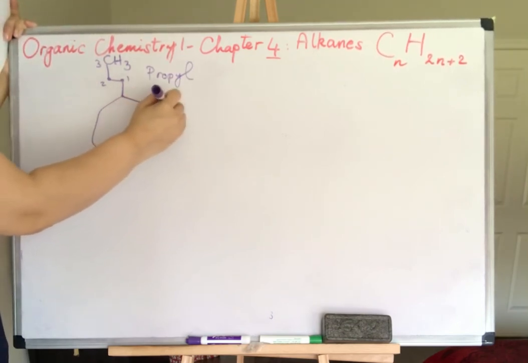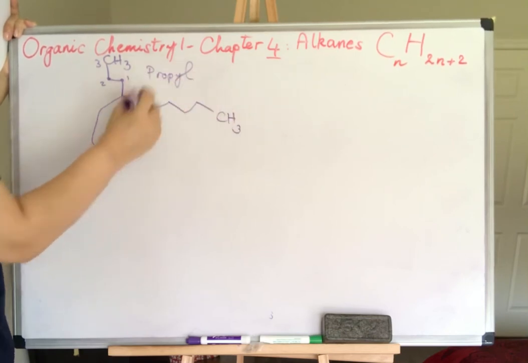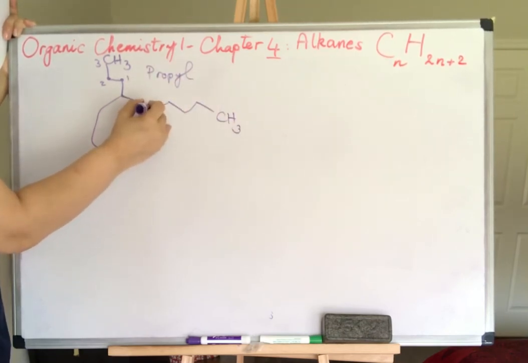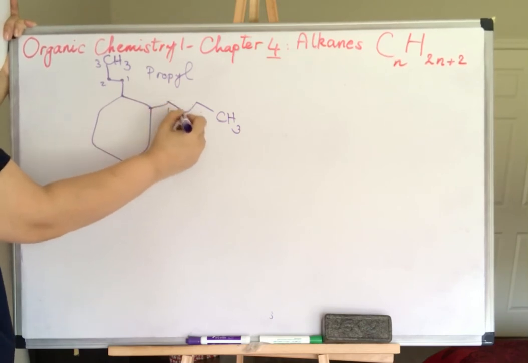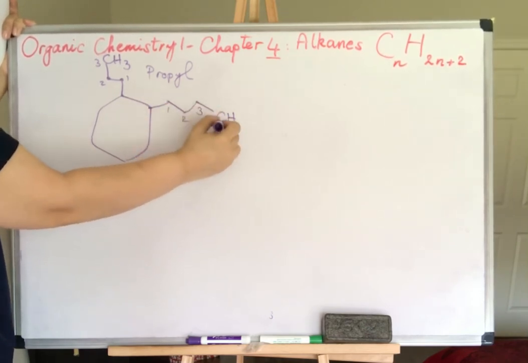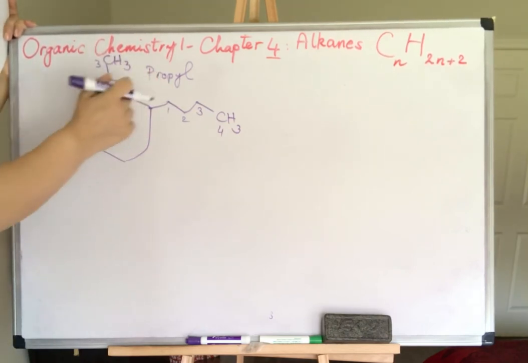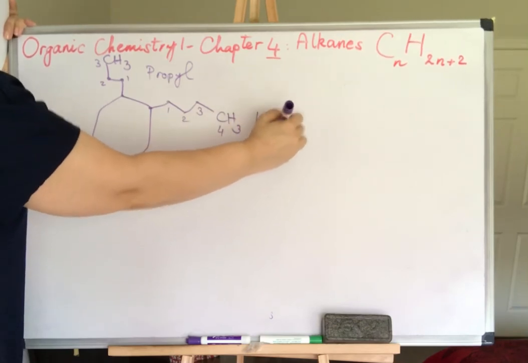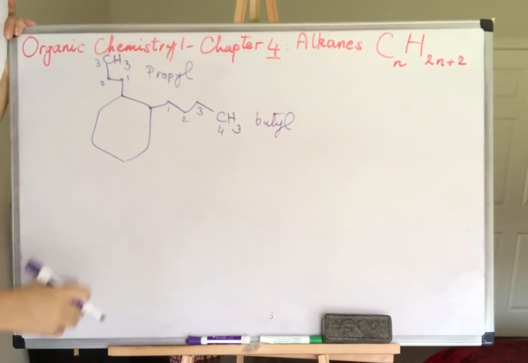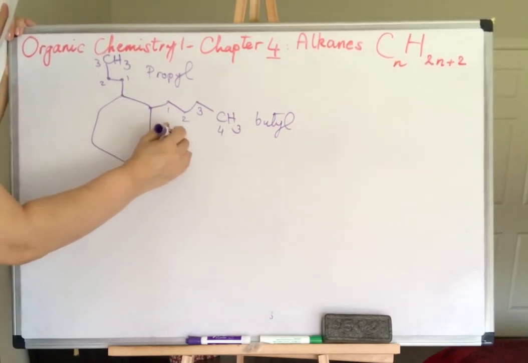Here you have 1, 2, 3, and 4. Why? Because we do not count this. This is the carbon on the cyclic compound. 1, 2, 3, and this is 4. And it's connected from the end, from a primary carbon, so it's just the butyl, normal butyl.